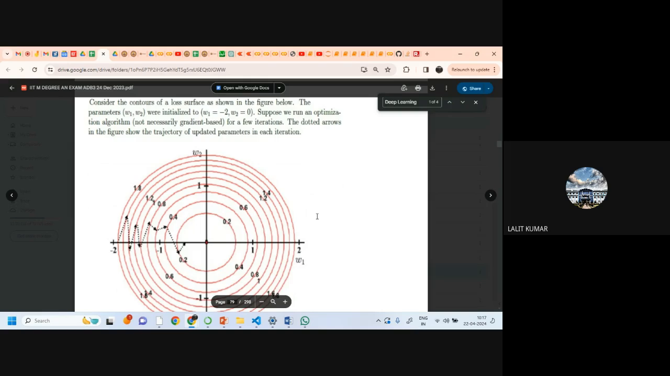When we see the contours, always look at the loss. Here you see the outermost circle is 1.8. Then the loss is decreasing: 1.2, 0.8, 0.4. So what can we make out? That the loss surface minimum is in the center. I will just take it to the Jamboard.